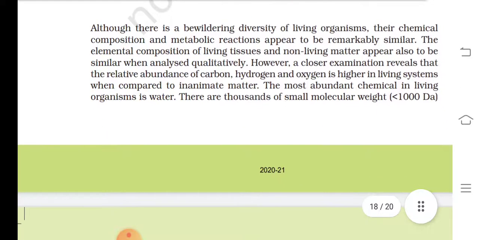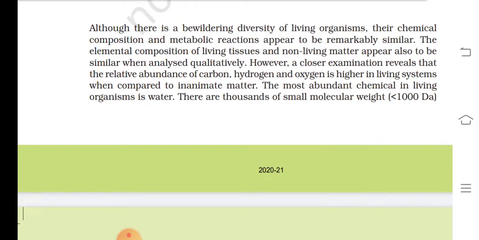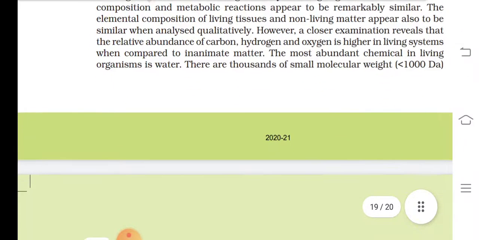Summary: although there is a bewildering diversity of living organisms, their chemical composition and metabolic reactions appear to be remarkably similar. The elemental composition of living tissue and non-living matter appears also to be similar when analyzed qualitatively. However, closer examination reveals that the relative abundance of carbon, hydrogen, and oxygen is higher in living systems when compared to inanimate matter. The most abundant chemical in living organisms is water.